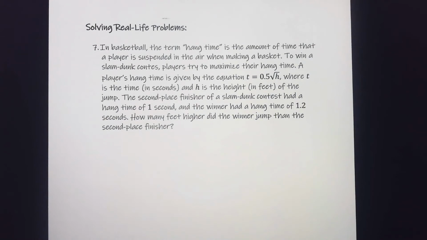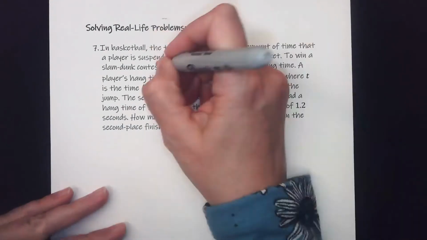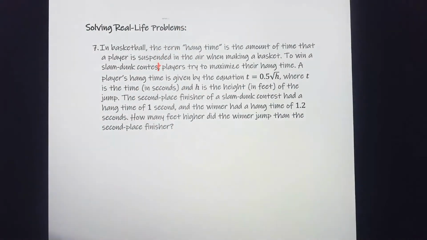So in basketball, the term hang time is the amount of time that a player is suspended in the air when making a basket. To win a slam dunk contest, the players try to maximize their hang time. They want to be in the air as long as possible.